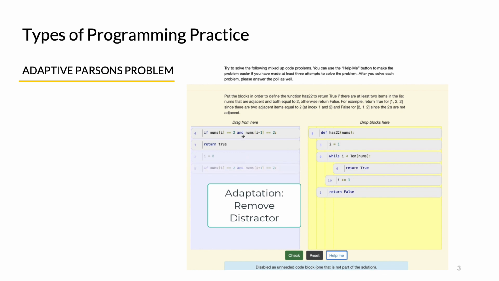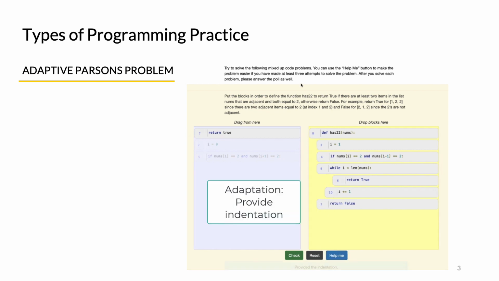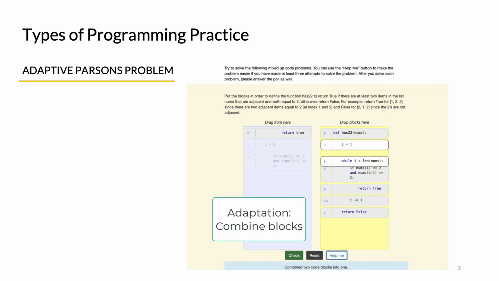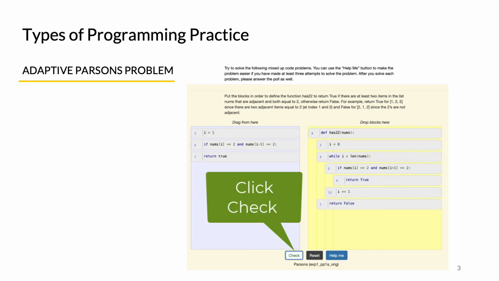These problems require learners to place mixed-up code blocks in the correct order and can include distractor blocks not needed in the correct solution. Cognitive load theory predicts that Parsons problems should demand less cognitive load than requiring students to write code from scratch because they are a completion problem rather than a whole task problem.